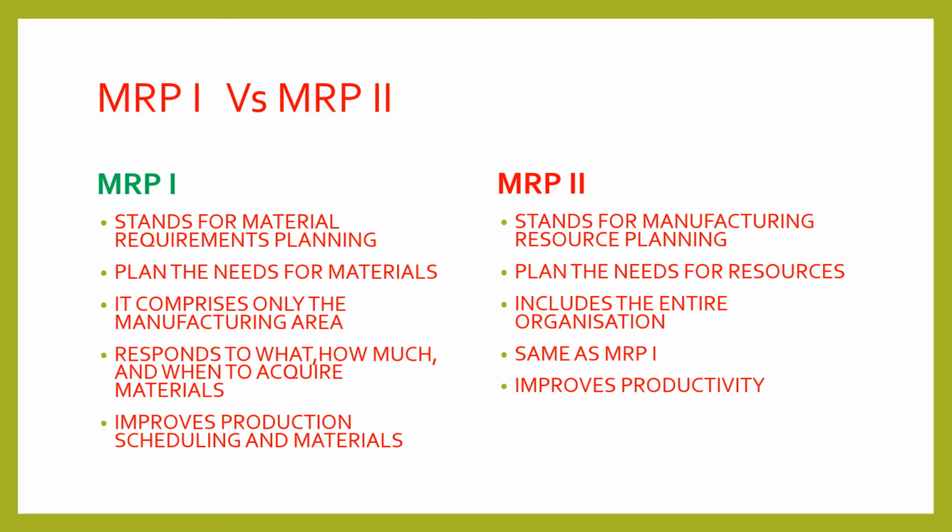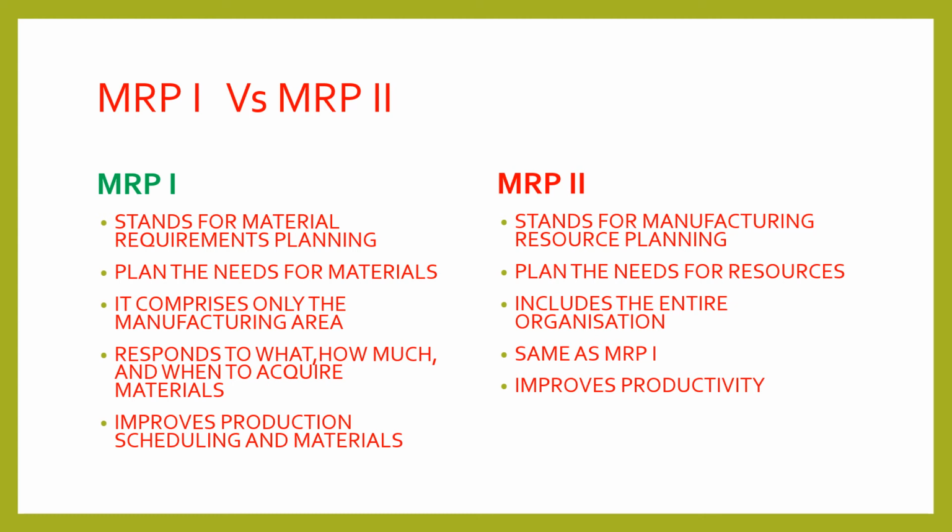So MRP1 is one of the planning techniques used in the production house. MRP1 stands for Material Requirements Planning, and MRP2 stands for Manufacturing Resources Planning. In the case of MRP1, it only plans for the material that is required for the production, but in the case of MRP2, it plans for the whole resource that is required for the production.